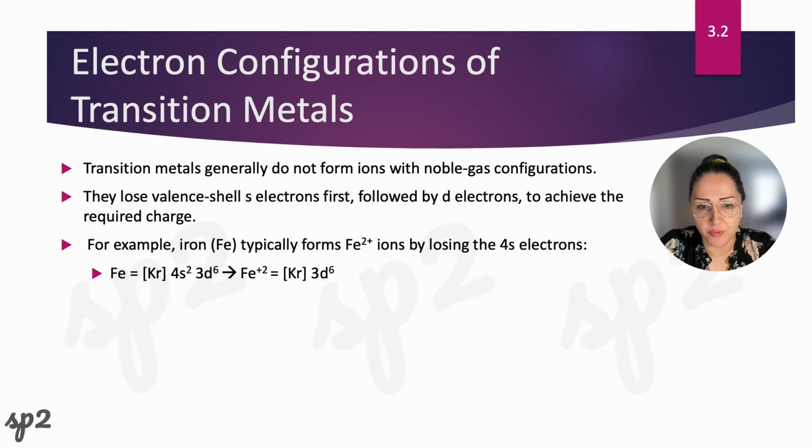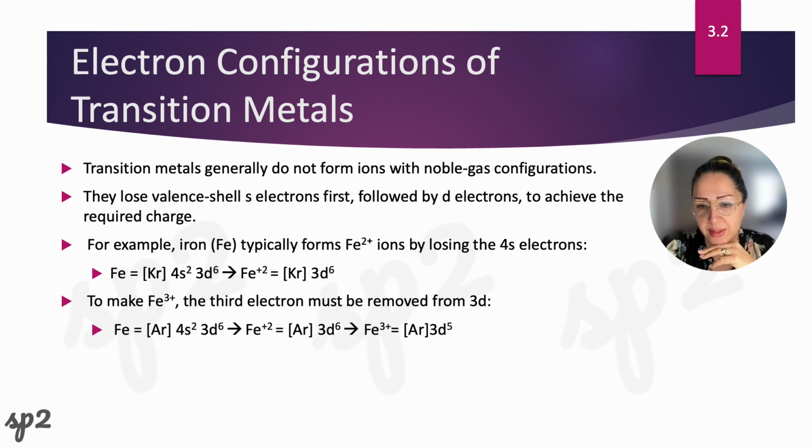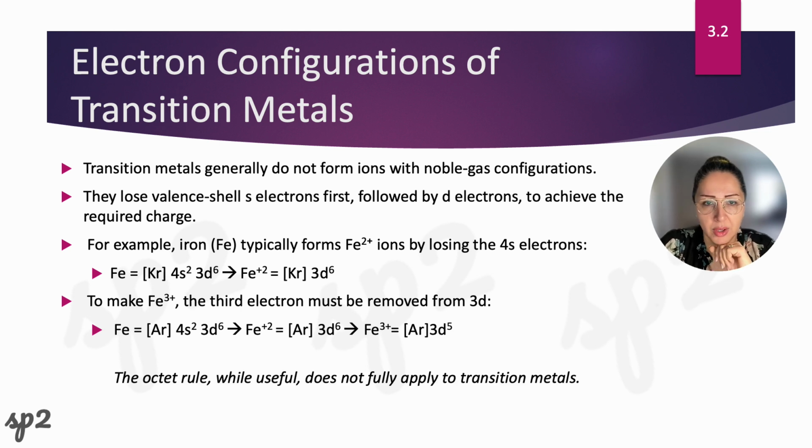So here is an example for iron 2. I'm going to start removing electrons from the 4s. So the 4s2 electrons are gone, and I have 3d6. And if I want to make iron 3, then I need to remove another electron, and that must be from the 3d shell, right? And that would give me 3d5. And always keep that in mind, the octet rule, while it's pretty useful for the S and P blocks, we're not going to use that for the transition metals, okay?